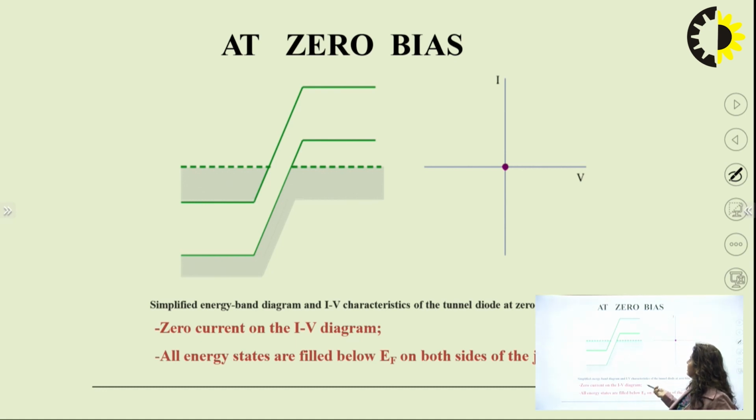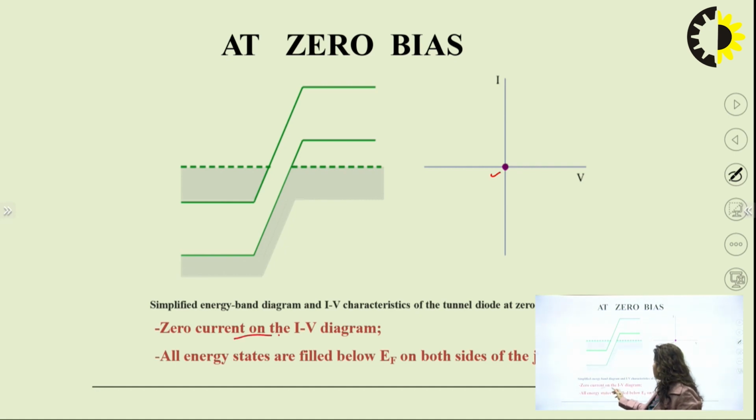So at zero bias, we can see that there will be no flow of current and the current will be just zero, because we are not applying any external voltage. So the current is also zero. This is the simplified energy band diagram and IV characteristic of the tunnel diode at basically zero bias.